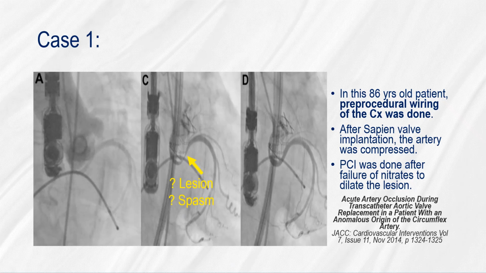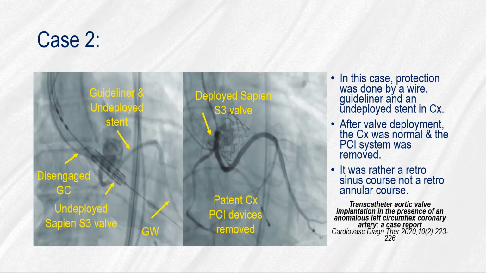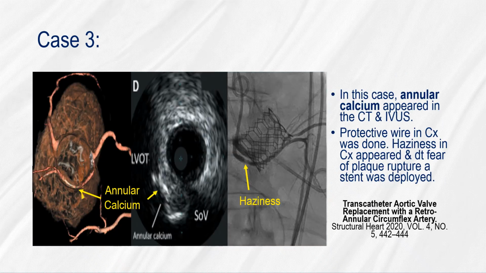PCI was done after failure of nitrates to dilate the lesion. In addition to a wire, a protective guide liner and undeployed stent in the CX was done in this case. After valve deployment, the CX was normal and the PCI system was removed. It was rather a retrosinus course, not a retroannular course.